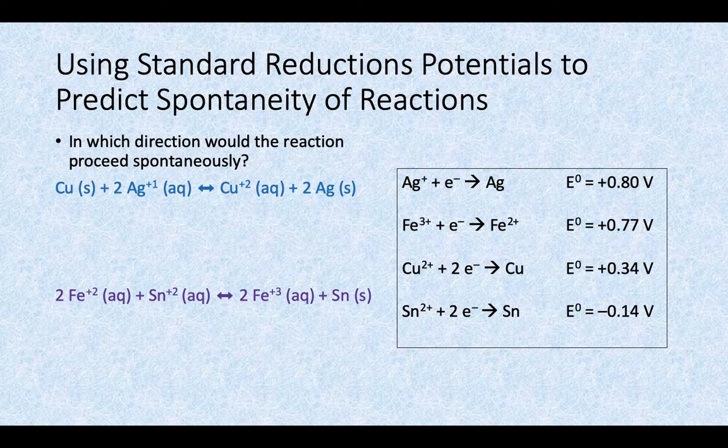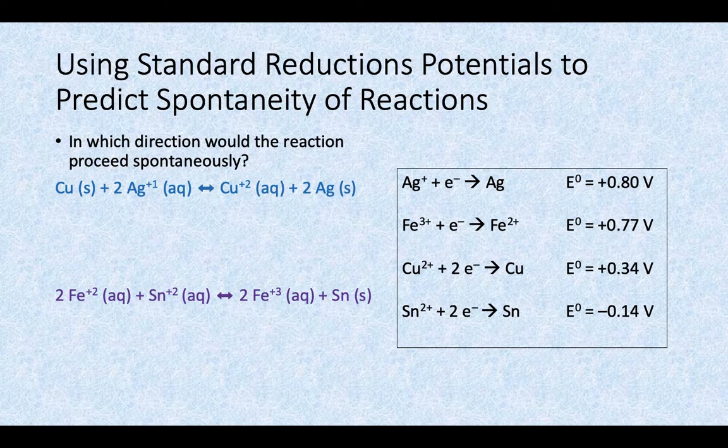Let's look at these couples. It's giving us a double-headed arrow there for both of these reactions. So you're at equilibrium, right? So it wants to know, which way is that reaction going to proceed spontaneously? What combination is it? Solid copper and aqueous silver, that's spontaneous, that combination, or is it the aqueous copper ions with elemental neutral silver? We want to look at that chart of reduction potentials.